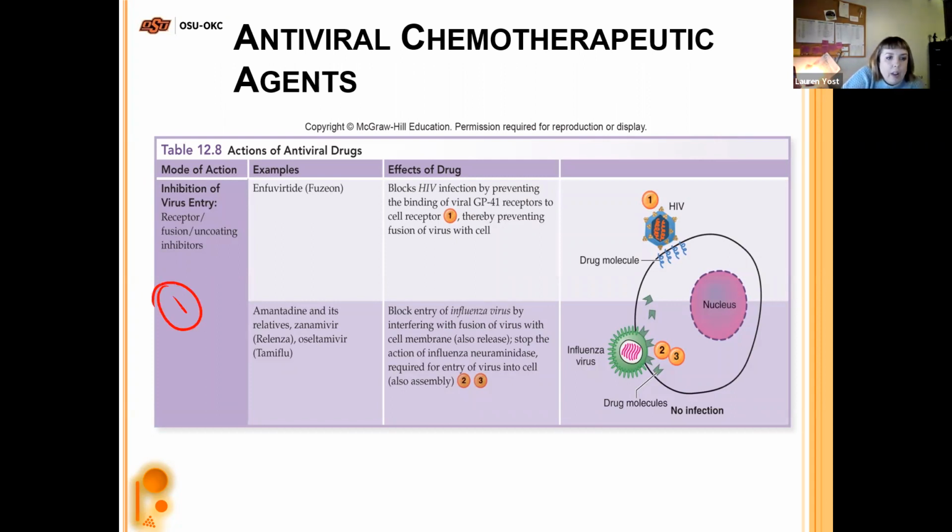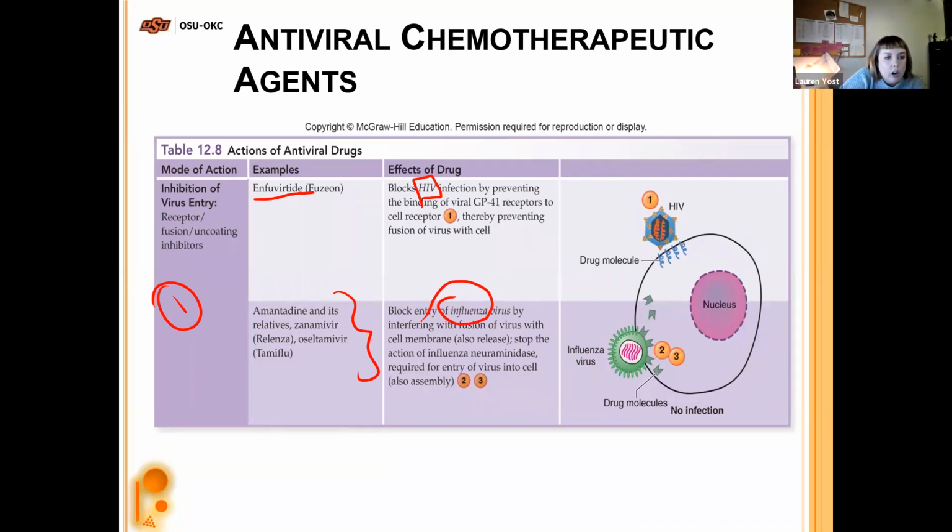To inhibit the entry, we have enfuvirtide and amantadine and zanamivir and oseltamivir, which is Tamiflu. And this one is Relenza. I'm sure you can read it because I just wrote all over the place over here. Sorry, but you get it. So enfuvirtide is for HIV, and then these ones all are for influenza. So you see how specific these are. They're usually, not always, but often very specific to specific viruses, because they have to be very specific just to work for that virus and not harm our cells.